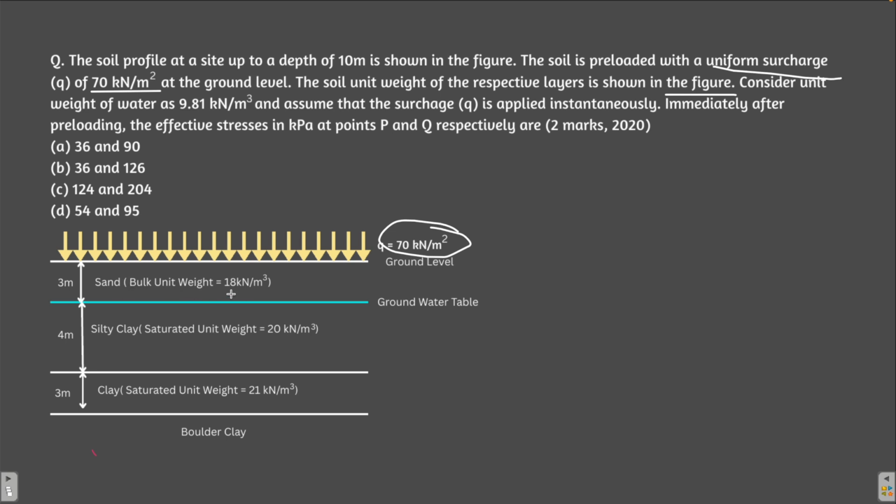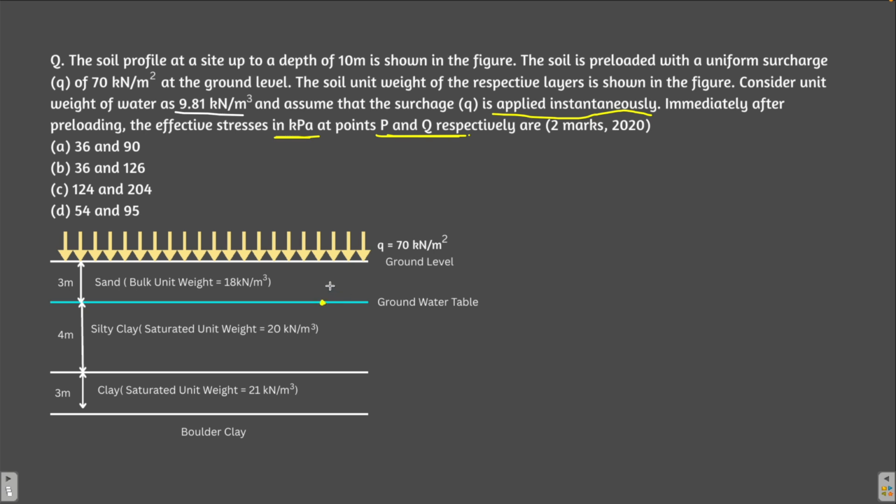The sand bulk unit weight is given to you. For silty sand, the saturated unit weight is given to you, and for the clay, the saturated unit weight is given to you. So these are the data given to you. Consider the unit weight of water as 9.81 kilonewton per meter cube, and assume that the surcharge is applied instantaneously. This is a very important point, that the surcharge is applied instantaneously. Immediately after preloading, the effective stress in kilopascals at points P and Q are respectively.